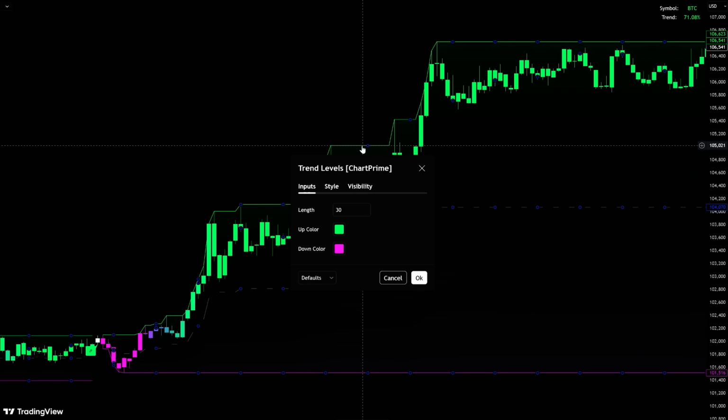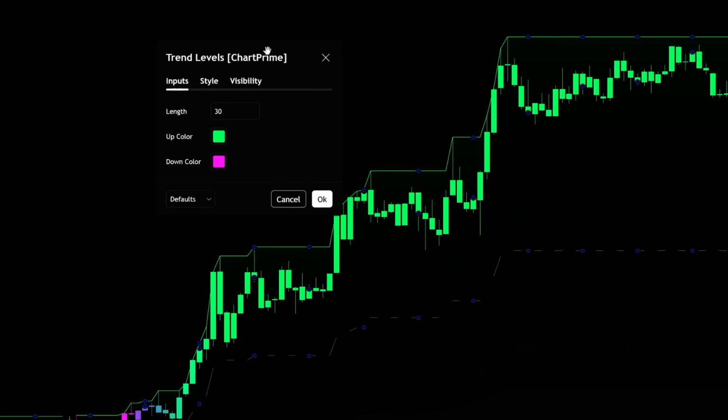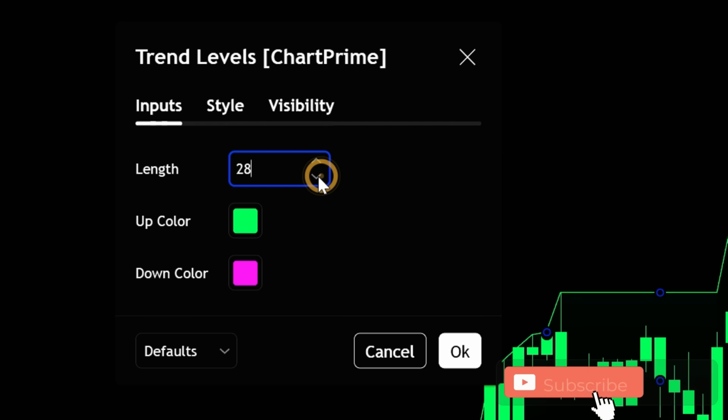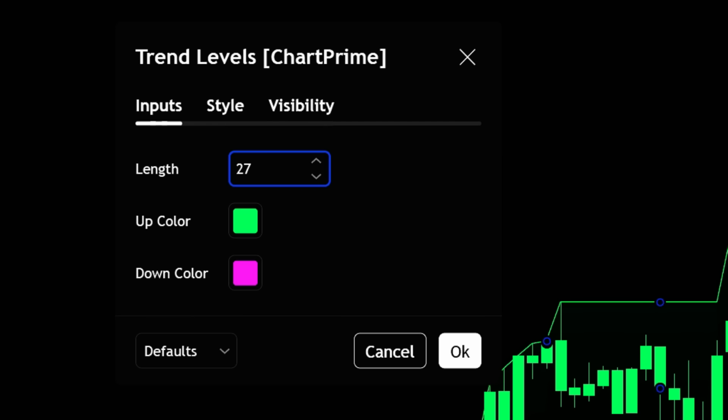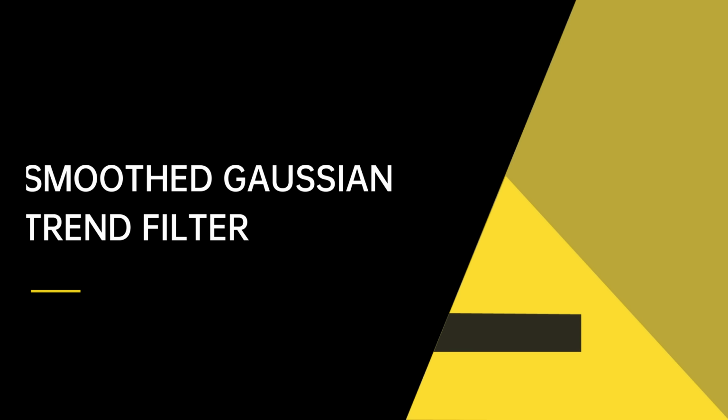Go to the inputs. Set the length to 27. Lower values create noise. Higher values delay entries. 27 is the balance point that filters false signals without lag. The trend detector is a Smoothed Gaussian Trend Filter by AlgoAlpha.